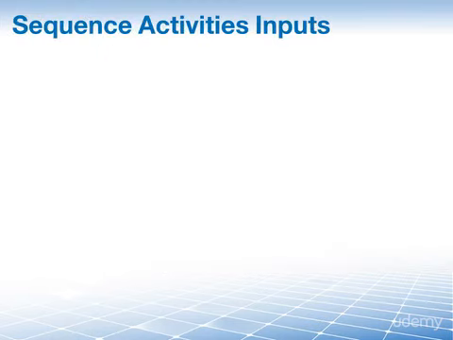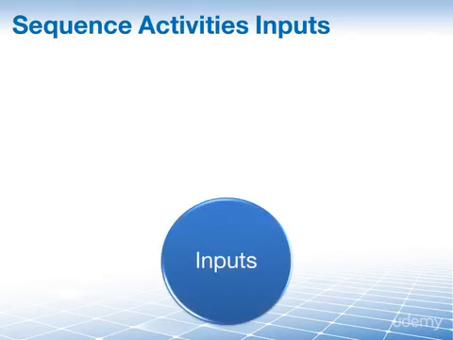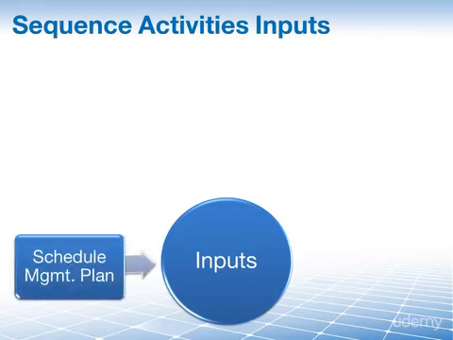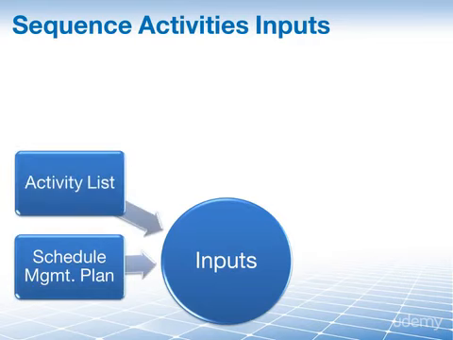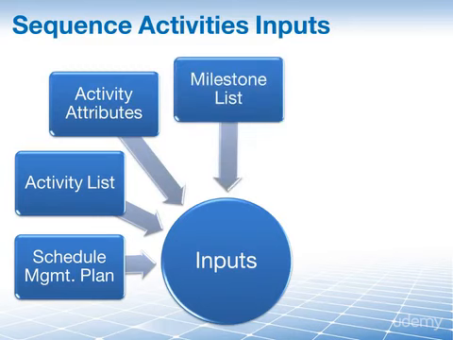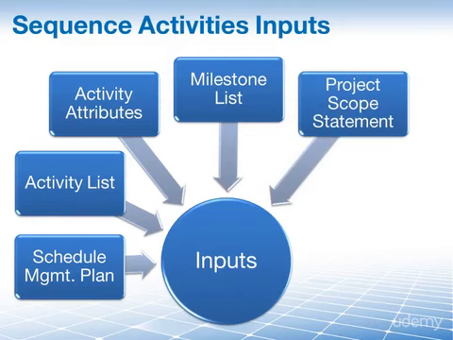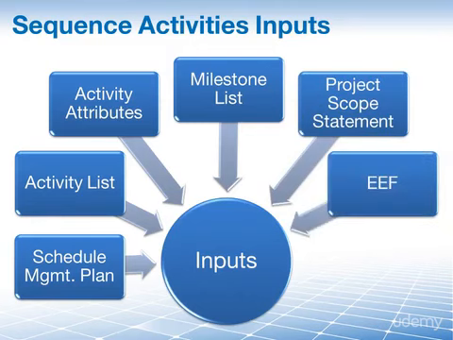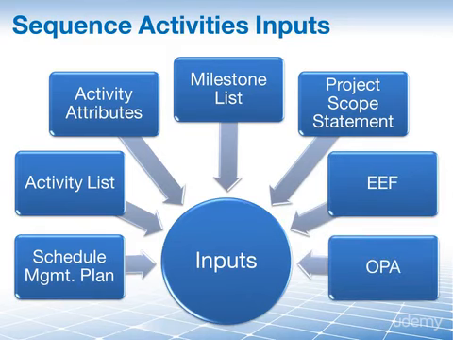So we have 3 tools and techniques in this process, but before we can look at these tools and techniques, we have to understand what information we have as the basis for this process. So our required inputs, there are 7 of them, are the schedule management plan, the activity list, the activity attributes, the milestone list. Then we'll also be using the project scope statement, and we have enterprise environmental factors and, could you guess? Yes, organizational process assets. Let's go a little bit more into detail here.